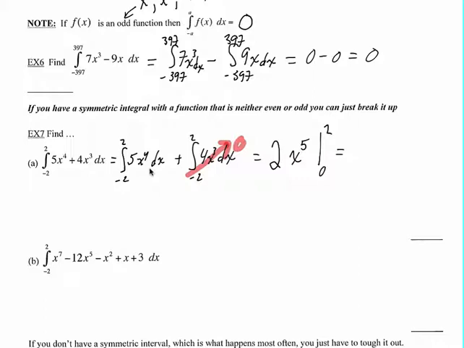So then we're simply doing the top value minus the bottom value. The bottom value is going to end up being 0, so this is just simply going to be 2 times 2 to the fifth, which is 2 to the sixth, or 64.